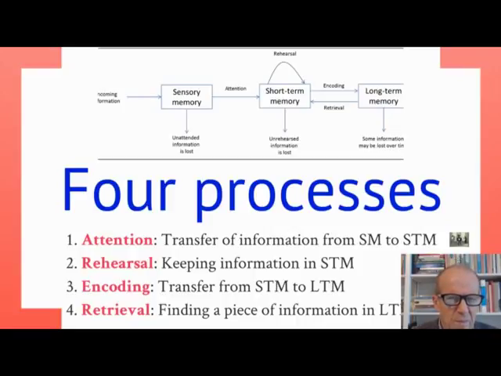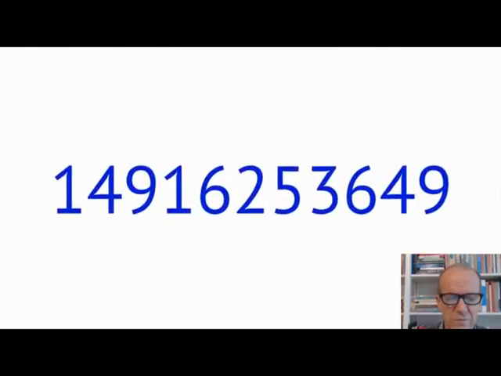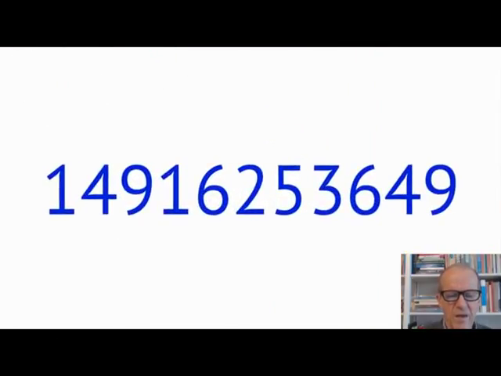But soon people discovered that this is not a complete story. Let's have a look at this particular list of digits. 1 4 9 1 6 2 5 3 6 4 9. Imagine that you have to learn these digits by heart, and that you have to reproduce them, let's say, after a couple of minutes.